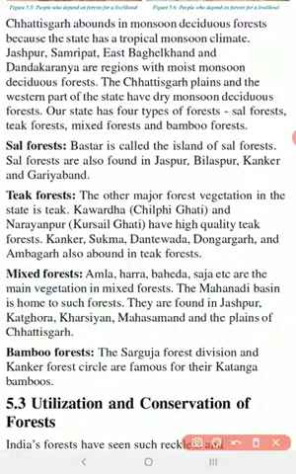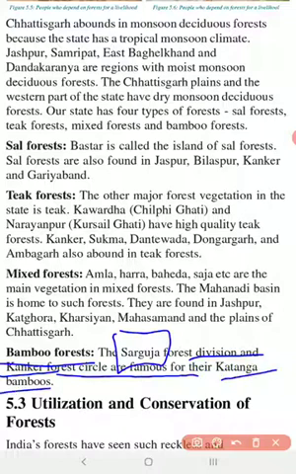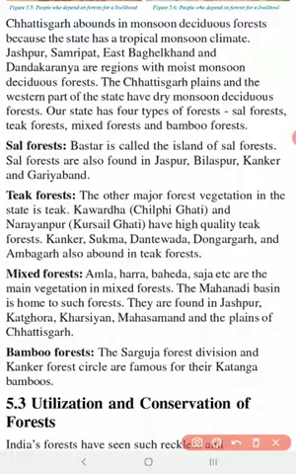The last type of forest in our state is bamboo forest. Mostly in Surguja district we have bamboo forest. The Surguja Forest Division and the Kanker Forest Circle are famous for Katang bamboos. So you see, our state is filled with all these kinds of forests, and we have the benefit of the monsoon. Even within our state we have two kinds of forest: moist monsoon forest and dry monsoon forest.